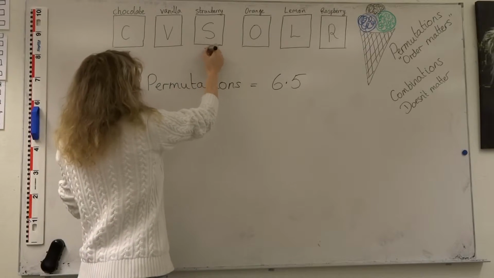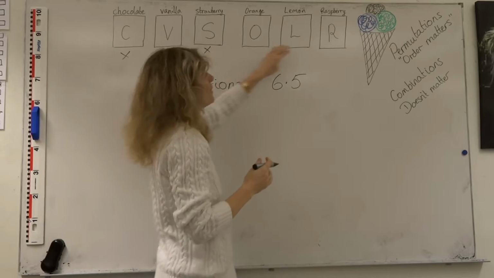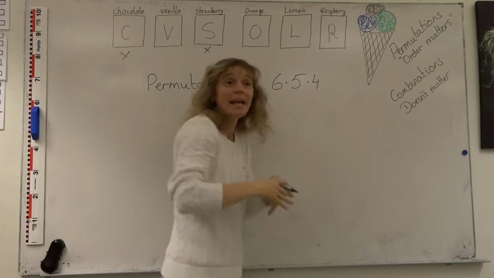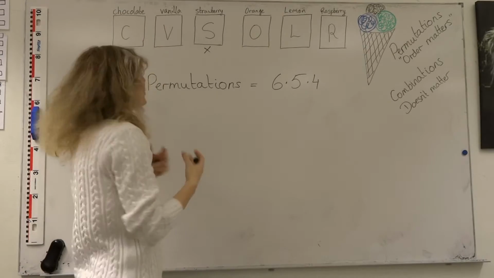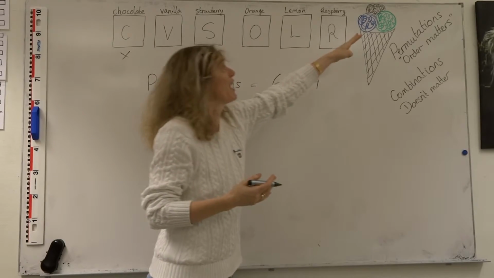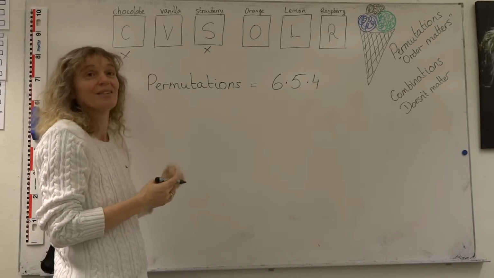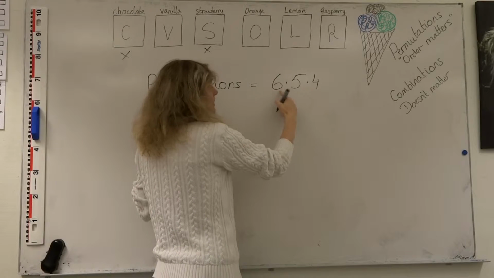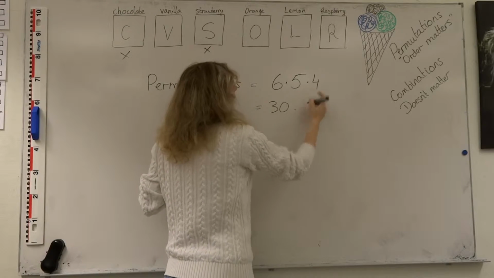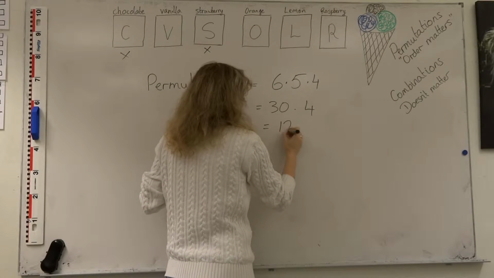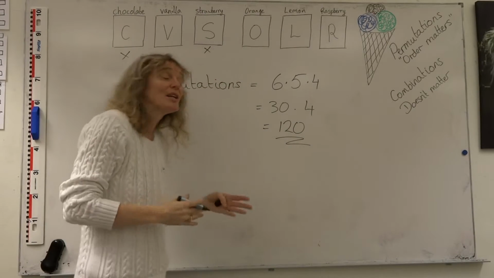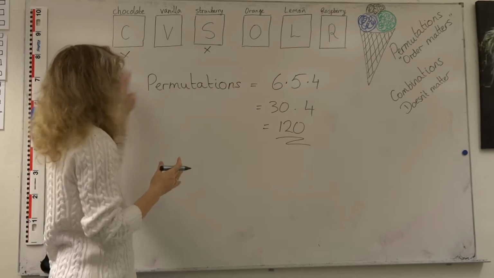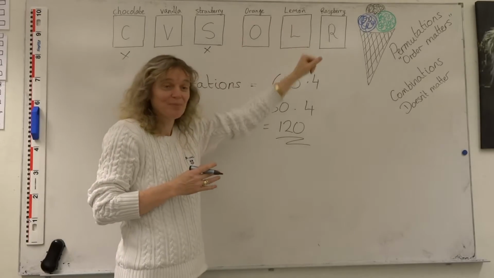So let's say that I chose strawberry. Now I've only got 4 different types of ice cream that I can choose. So I get 4 the third time. Now I've got all 3 ice creams. So if I'm allowed to choose 3 flavours from 6 different possibilities, the number of different combinations I could have is 6 times 5, which is 30, and 30 times 4, which is 120. So there are actually 120 different ways I could make an ice cream with 6 different flavours and 3 scoops.